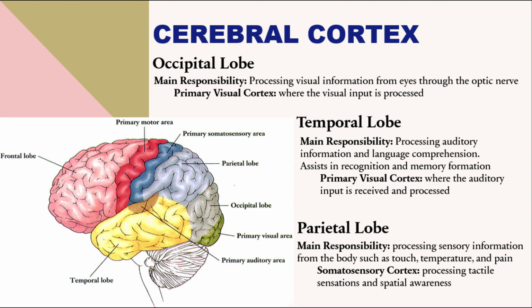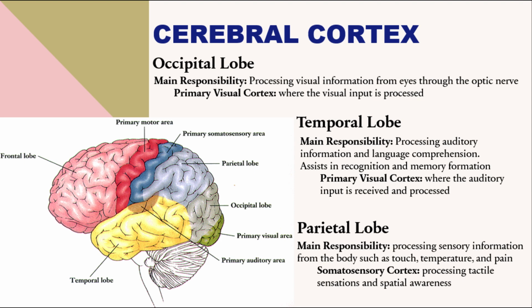The occipital lobe is located at the back of the cerebral cortex, near the base of the skull. It is primarily responsible for processing visual information received from the eyes. The primary visual cortex, found in the occipital lobe, is where visual input is first processed, allowing us to perceive shapes and colors.